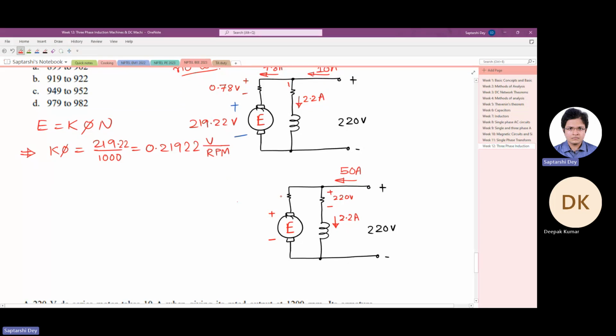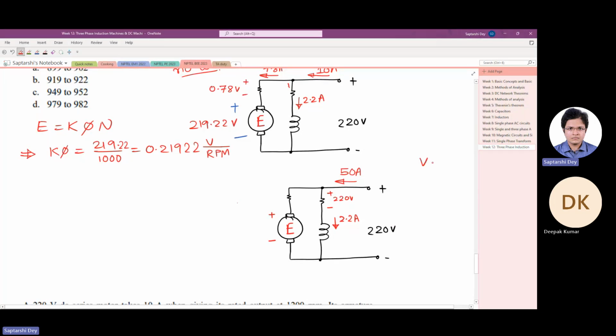Since the back EMF drops and the supply voltage is the same, the current, which is given by V minus E by R A, increases, since E drops. So that is why on loading the current increases.